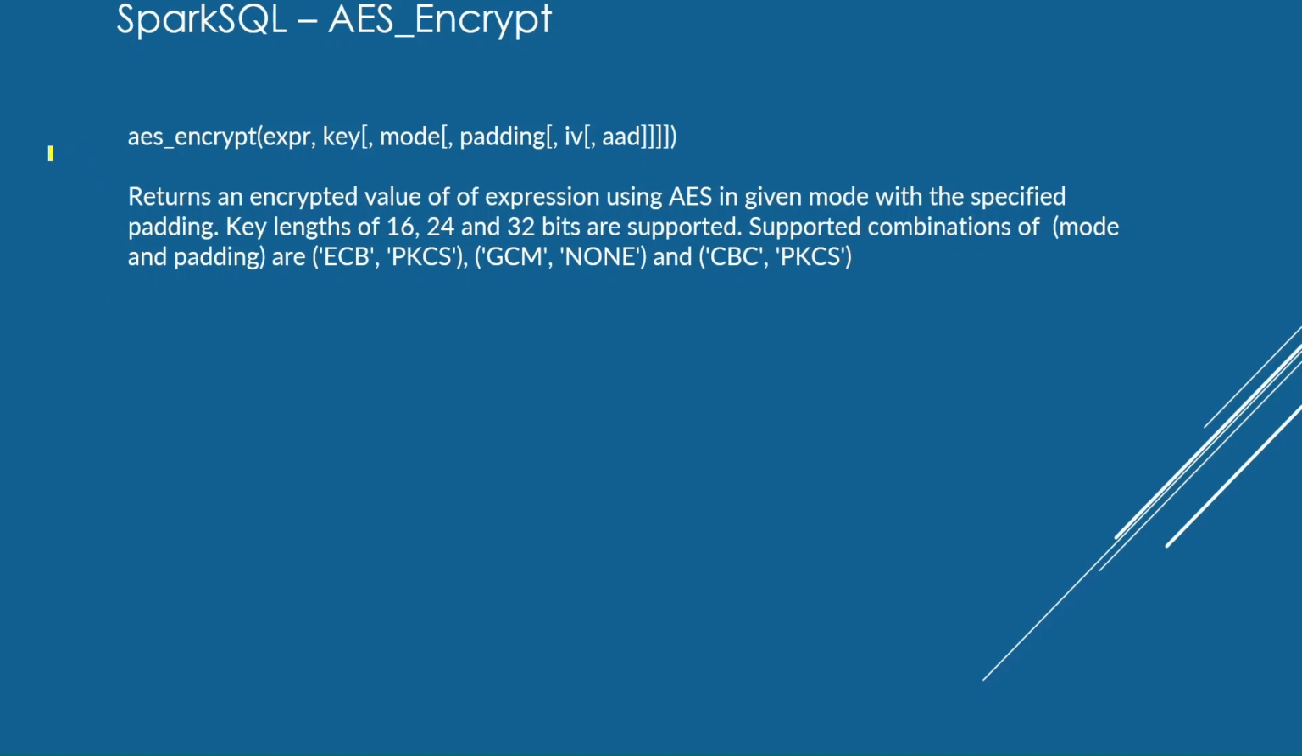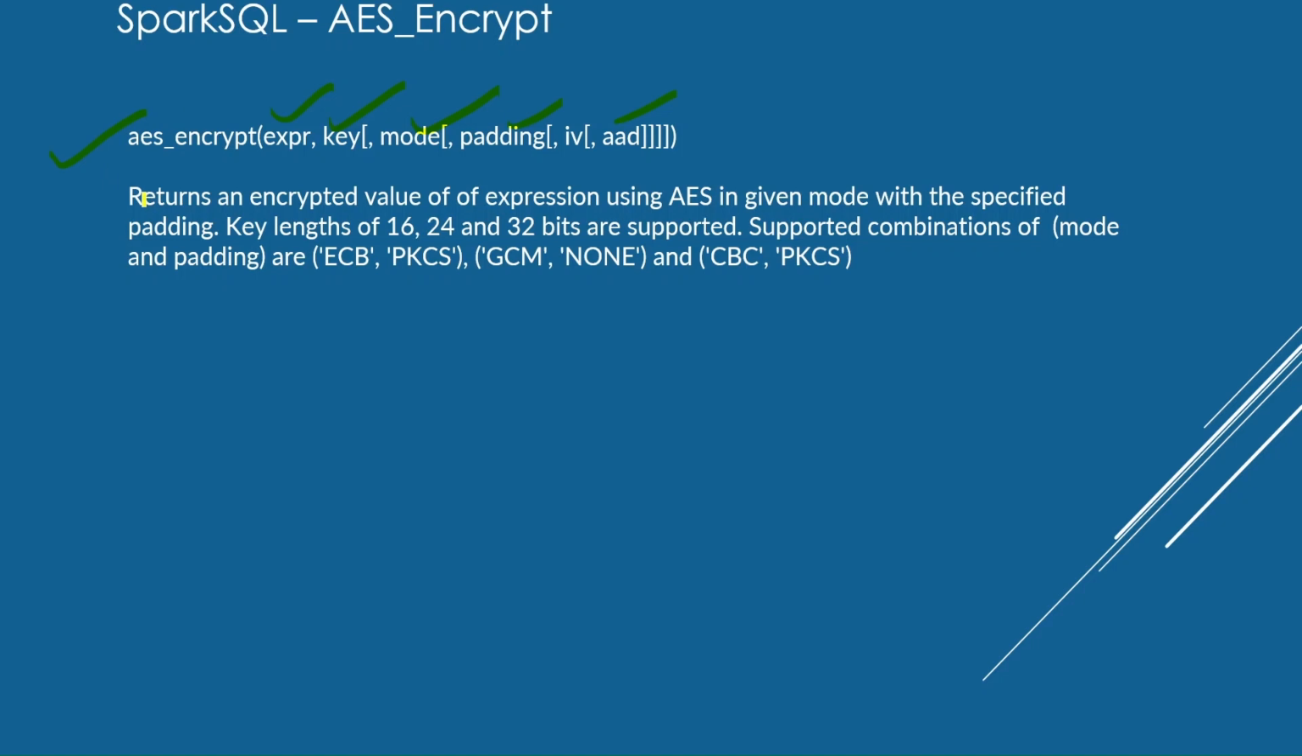So this is the signature of AES. It is taking this expression. Expression is nothing but a value or a column which we want to encrypt, and this is the key based on which we are encrypting it. And it's also taking mode and padding. So there are a couple more parameters. Based on the mode, the padding, and the AAD value, there are many ways we can encrypt the data.